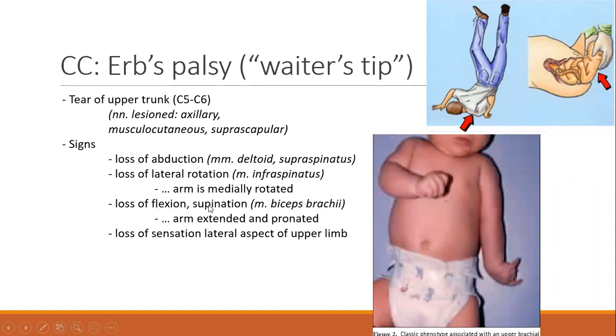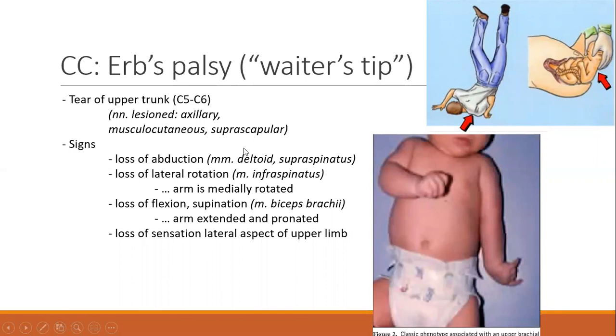You'll end up with loss of flexion and supination, specifically because your musculocutaneous nerve innervates your biceps brachii muscle, and biceps brachii's main action is supination and then flexion. So because you've lost most of supination and flexion, the arm is extended, which is the opposite of flexed, and pronated, which is the opposite of supinated. And then finally, you're going to have loss of sensation on the lateral aspect of the upper limb. So remember, axillary nerve has cutaneous innervation in the area over the deltoid, and musculocutaneous nerve is going to help with that as well.